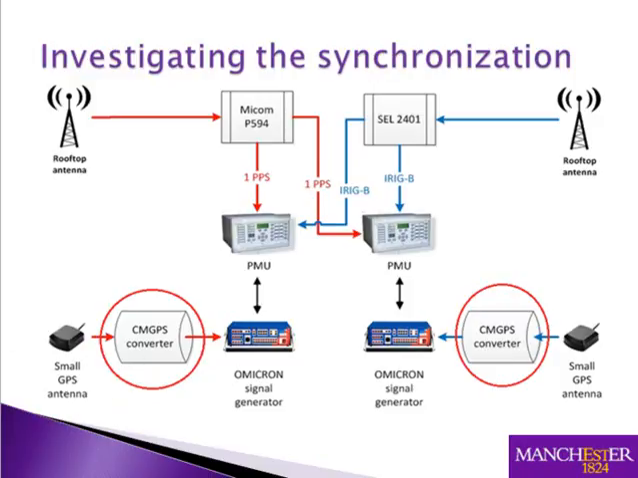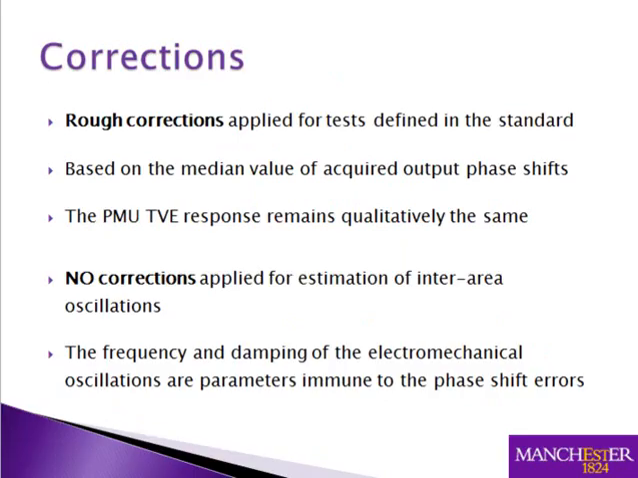So we had to deal with these phase shift errors and we had to correct them. So we applied a rough correction based on the output phase shift, so to say. We took the median value, and the PMU TVE response remained qualitatively the same, but of course the values are not. I mean, if we said it is 0.9%, 0.9% means nothing.